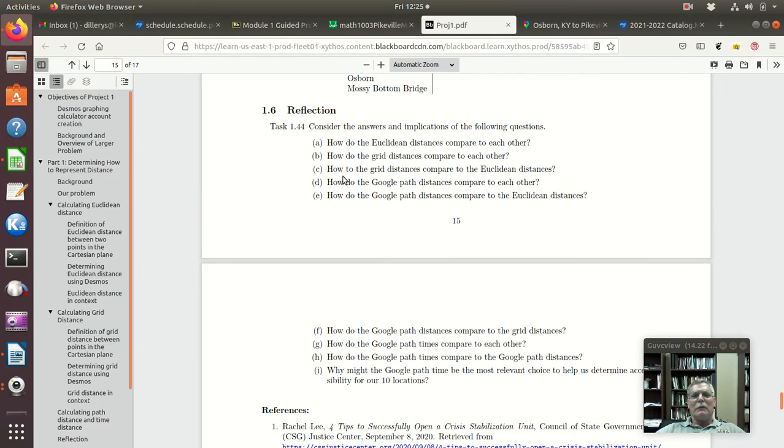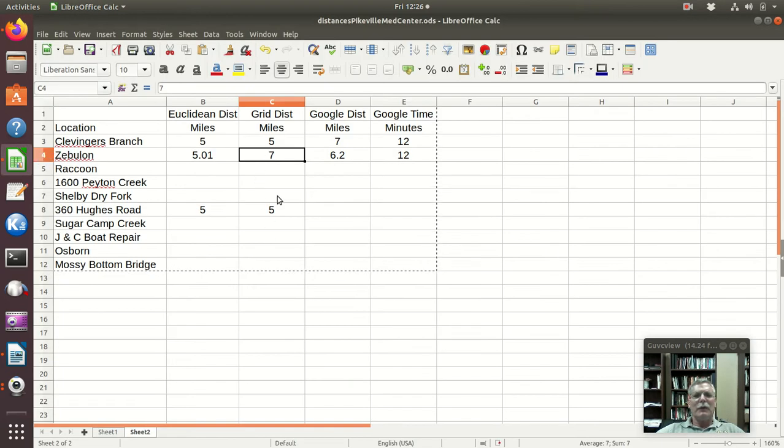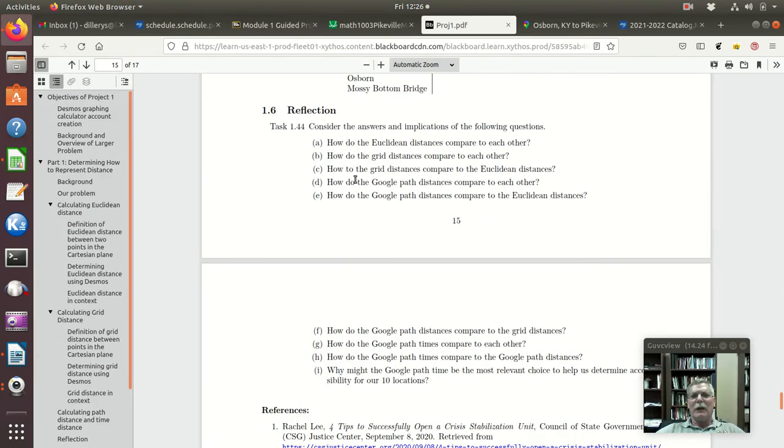And then how? Oh, it says how to. I'll try to fix that. It should be how do the grid distances compare to the Euclidean distances? Oh well. Yeah, I think what you should find is they're all at least as big. So, 5 and 5, 5 and 5, 5 and 7. And these should all be 5 or bigger. And so we can answer that question.